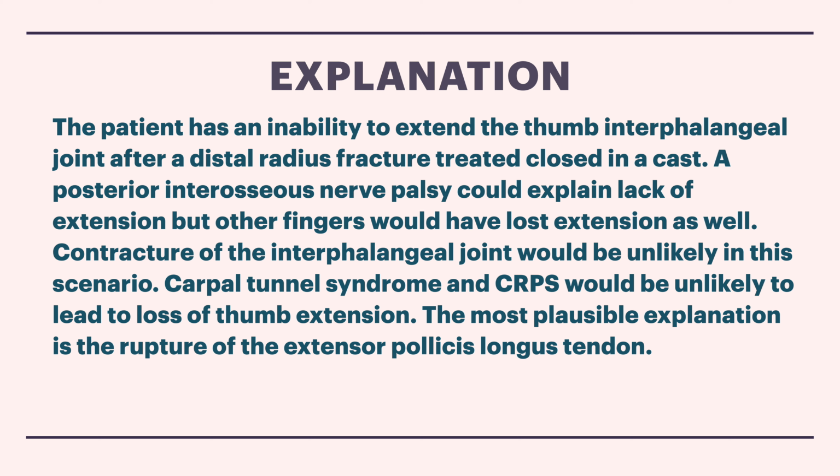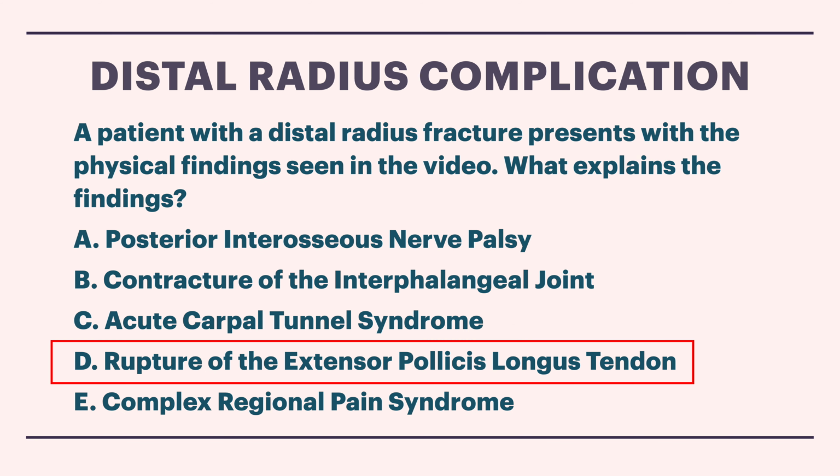Remember, in a patient who has a distal radius fracture which is treated closed, the most common complication involving the tendons is a rupture of the extensor pollicis longus tendon. So the answer is D, rupture of the extensor pollicis longus tendon.